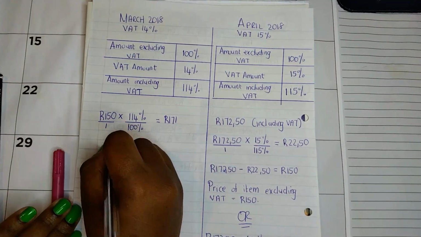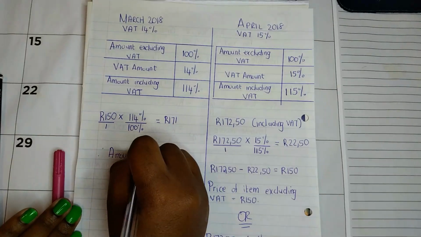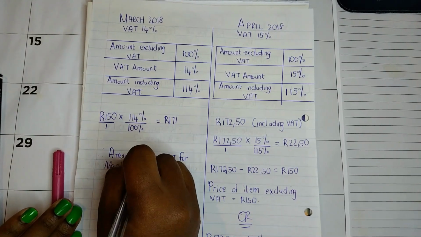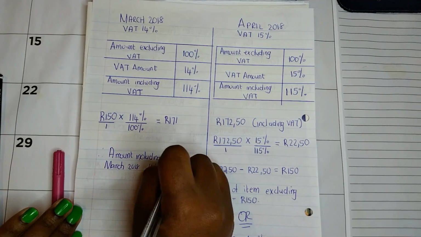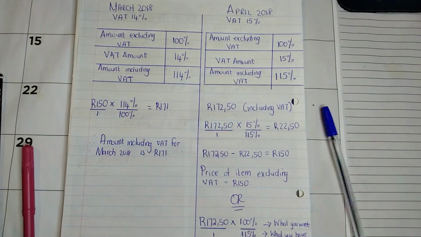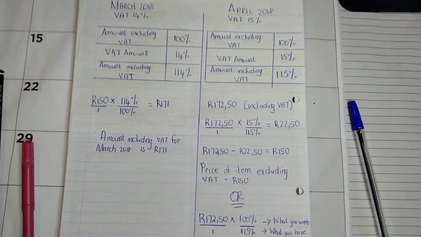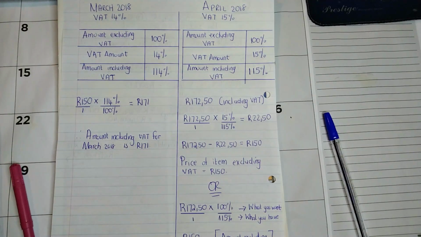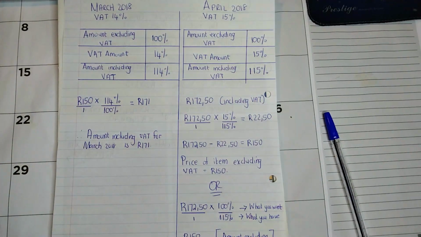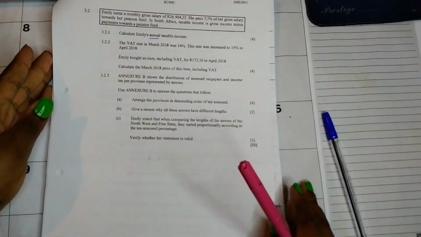Okay, therefore the amount including VAT for March 2018 is 171 rand. So the takeaway for this question, guys, is that you need to remember what do you want and what do you have. You also need to remember this table when you're dealing with VAT calculations, because that will help you in your calculations. Okay. Next question.